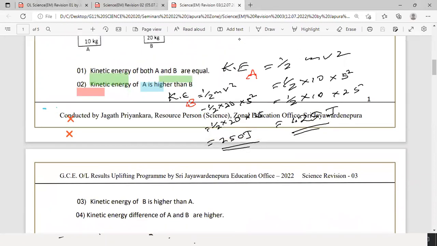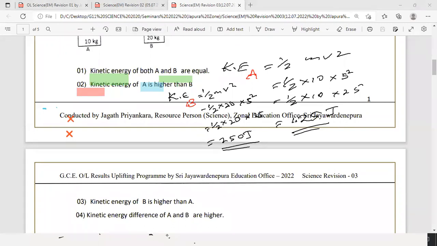Right. Kinetic energy of B is greater. Yes, kinetic energy of B we got 250. KE of B is 250 because when the mass is doubled, kinetic energy is doubled. Therefore, the third statement is correct.